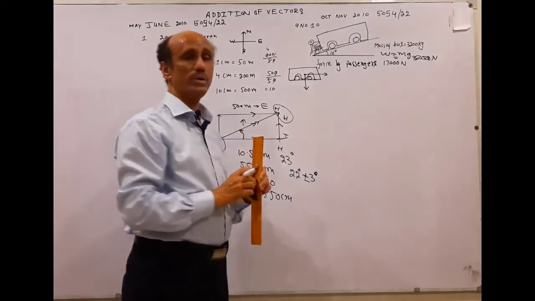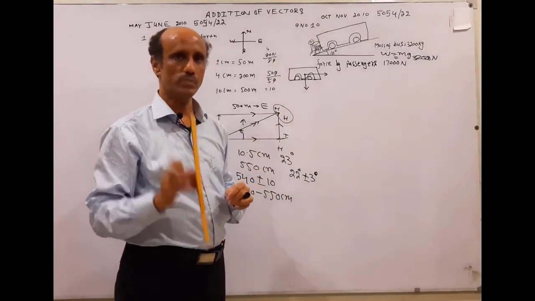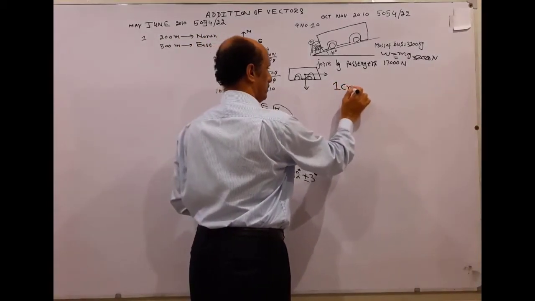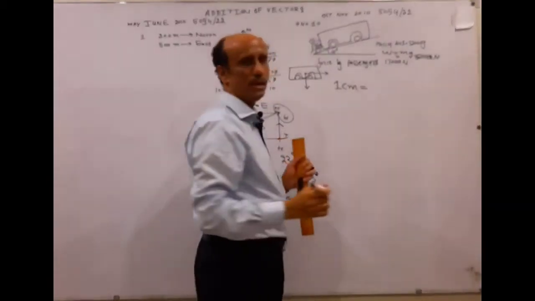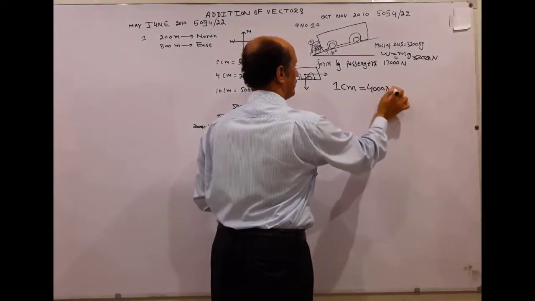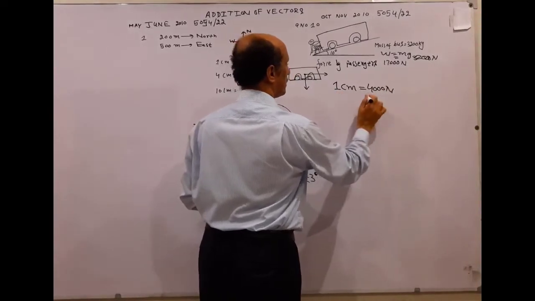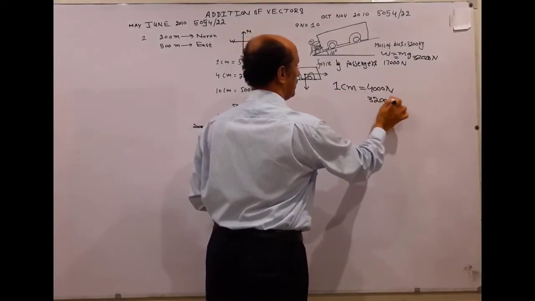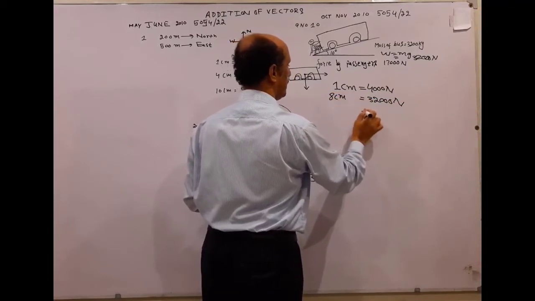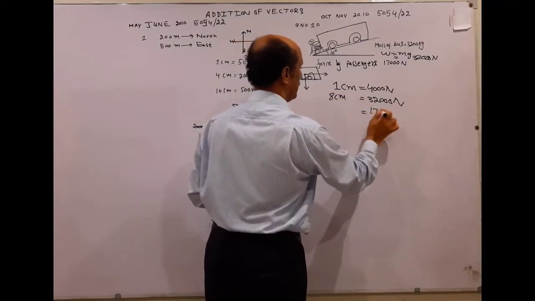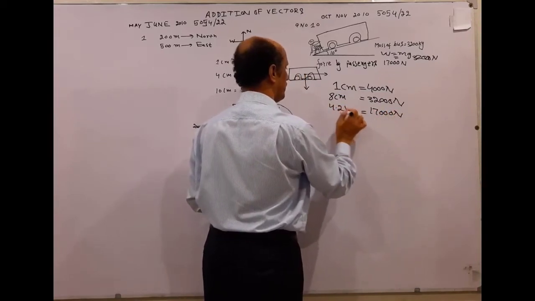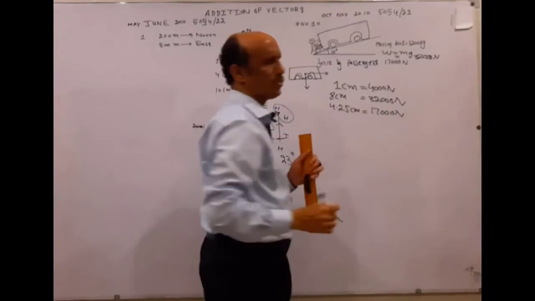Now what we will do, we will select a proper scale. For the scale I will select 1 centimeter equal to 4000 Newton. So for the 32,000 Newton it is 8 centimeter, and for the 17,000 Newton it is around 4.25 centimeter. We will draw the line.